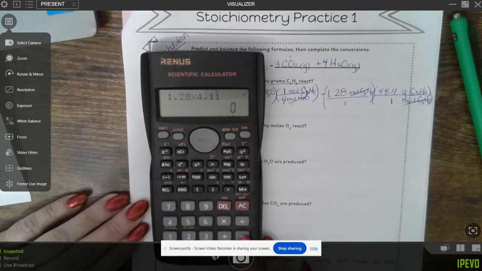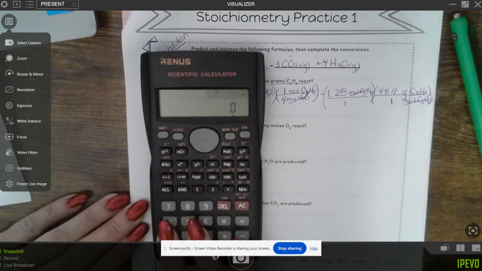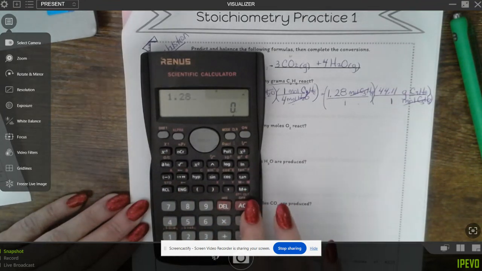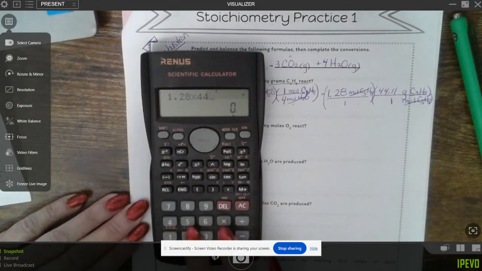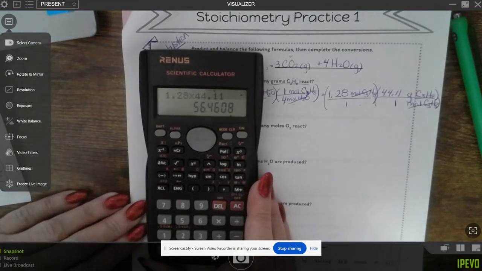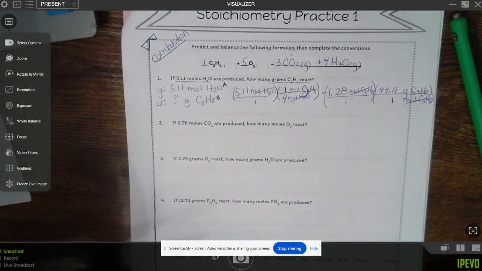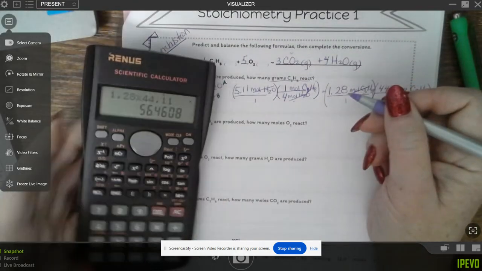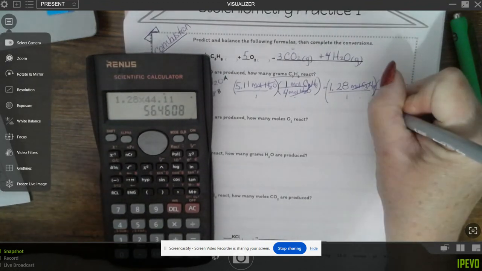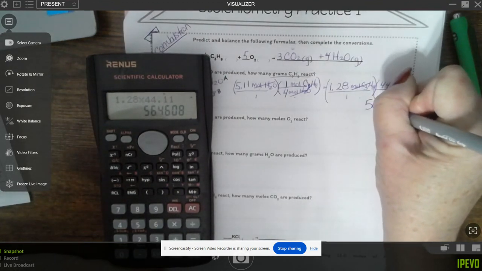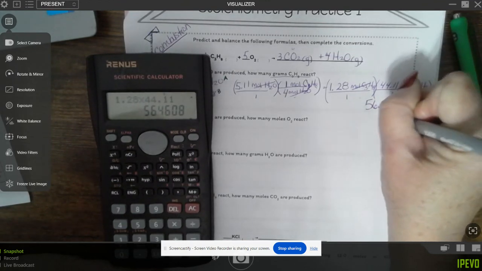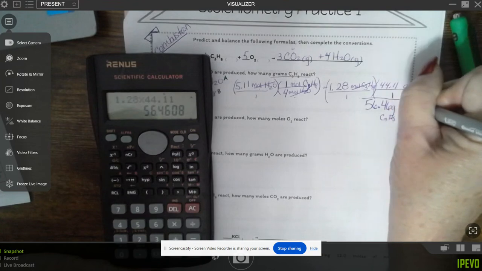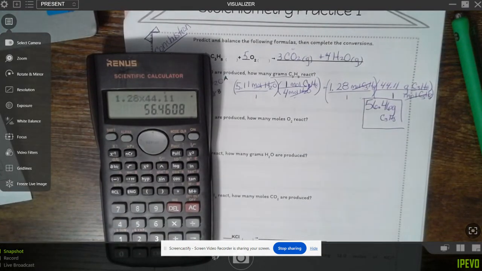44.11. Oops, that didn't plug into my calculator right. 1.28 times 44.11 is, oh, that's a big number. Oh, no, it's not. That would be 56, not a big number, sorry. 56.46 grams of C3H8. Okay. All right. Next problem.